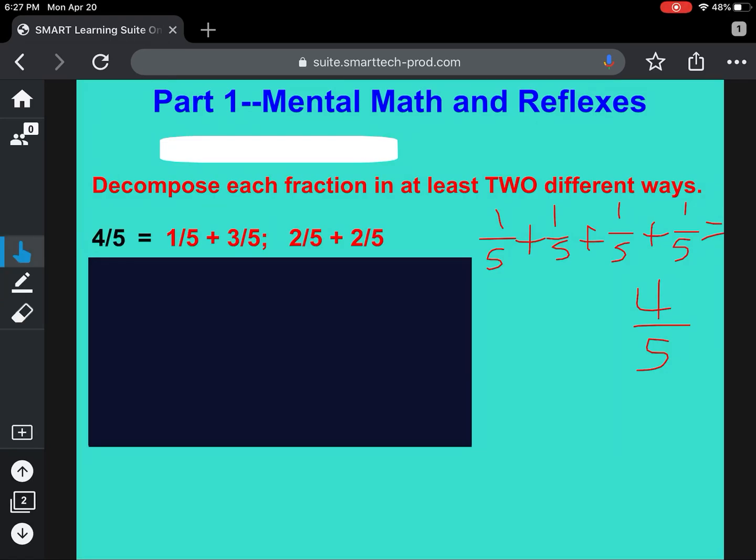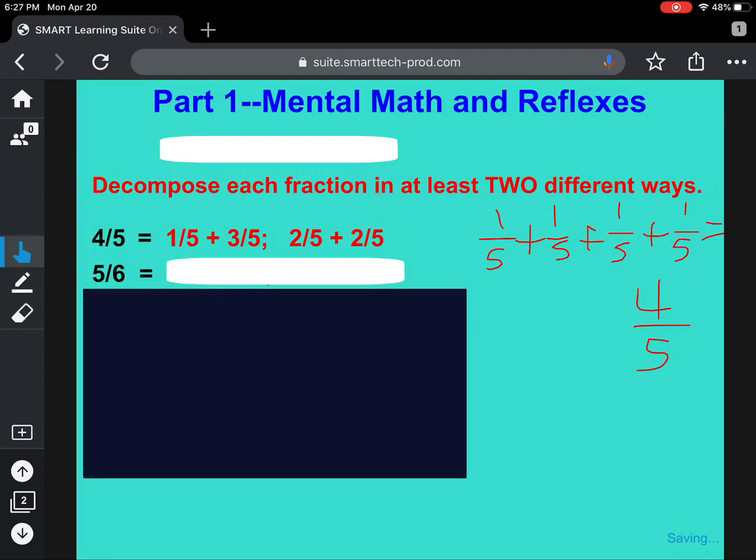All right, let's try one more that's easy. You can pause your video now and decompose the fraction 5/6 into 2 different ways. Then, once you've decomposed, turn the video back on to check your answers.